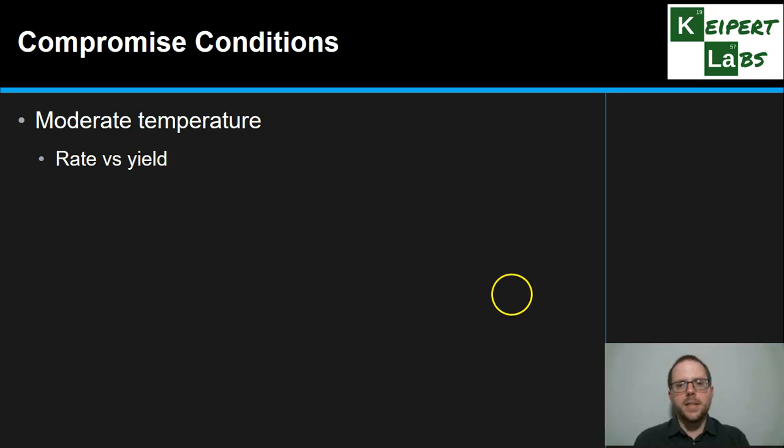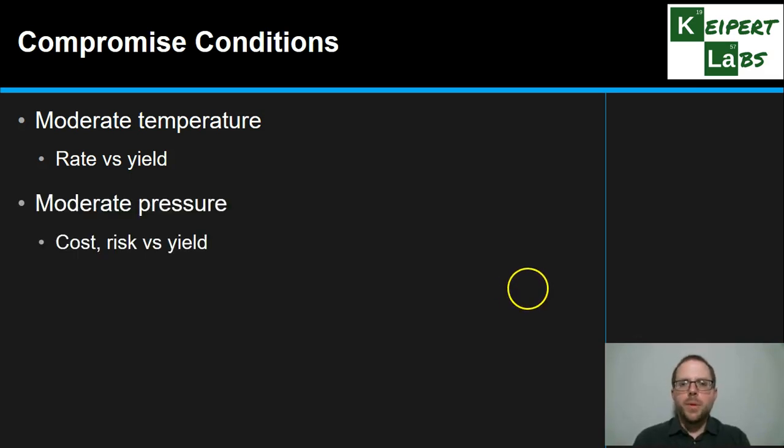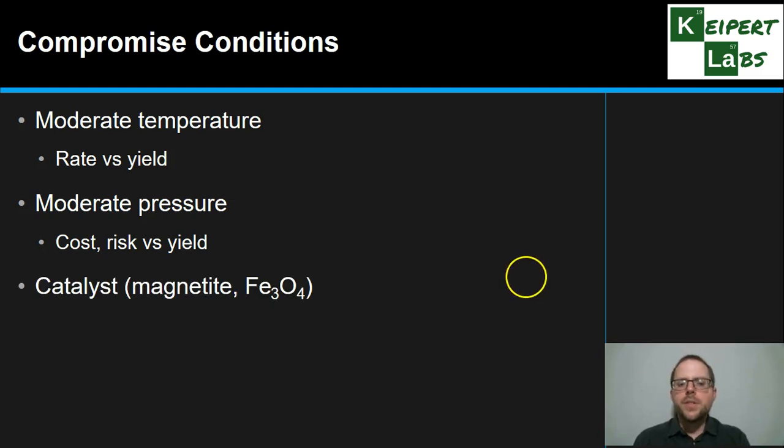So if we want to produce ammonia on an industrial scale, considering these factors of yield and rate, cost and risk, we end up developing some compromise conditions. So we choose a moderate temperature because that gives us the best balance of a practical rate and an effective yield. Okay, we choose a moderate pressure because that's going to give us the best balance of cost and risk versus the yield of ammonia. We're going to use the impact of the catalyst to help lower the temperature that we need in order to be as effective as possible.